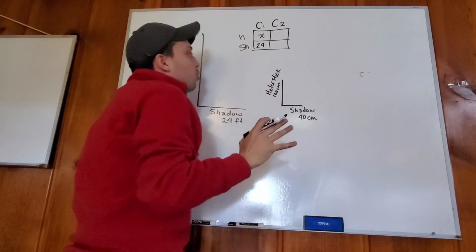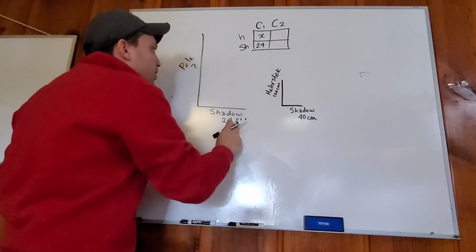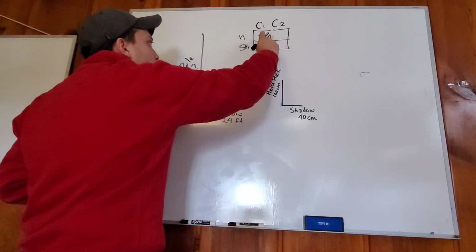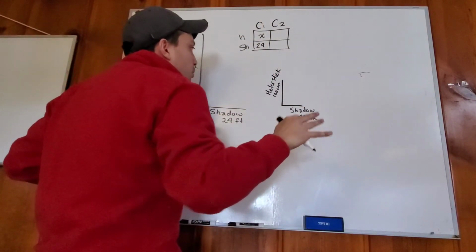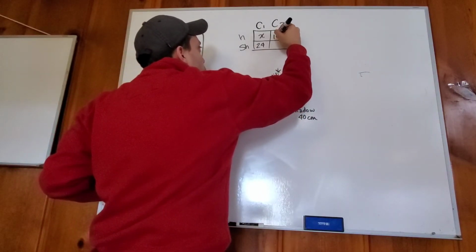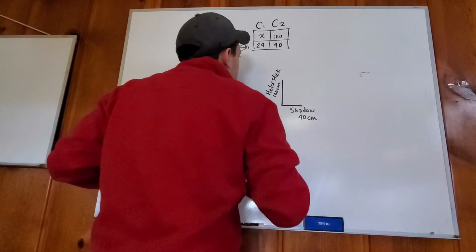I don't have to worry about units. The reason is that if this is in feet and this is in feet, and this is on top and this is on the bottom, feet divided by feet is going to be 1, and so the units cancel out. And the meter stick is going to be 100 centimeters over 40 centimeters because that's what they tell us.